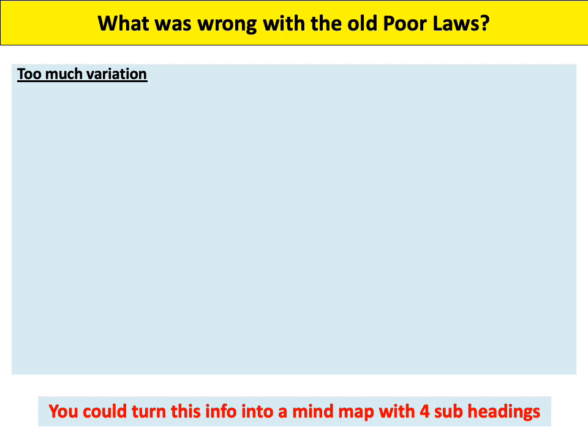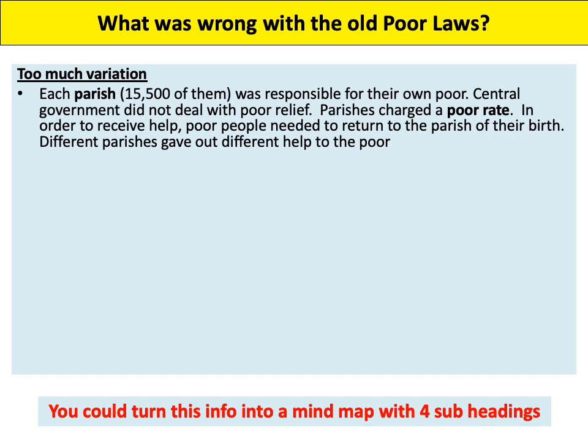So for 4 subheadings. Number 1, too much variation. We got that from the sources, the map sources that we've just looked at. Each parish, and there were over 15,000 parishes. That's a good statistic to know, so make sure you've got that in your notes. So each parish was responsible for their own poor. Central government did not deal with poor relief. So it just depended on where you lived, what you got, and how it was organised.